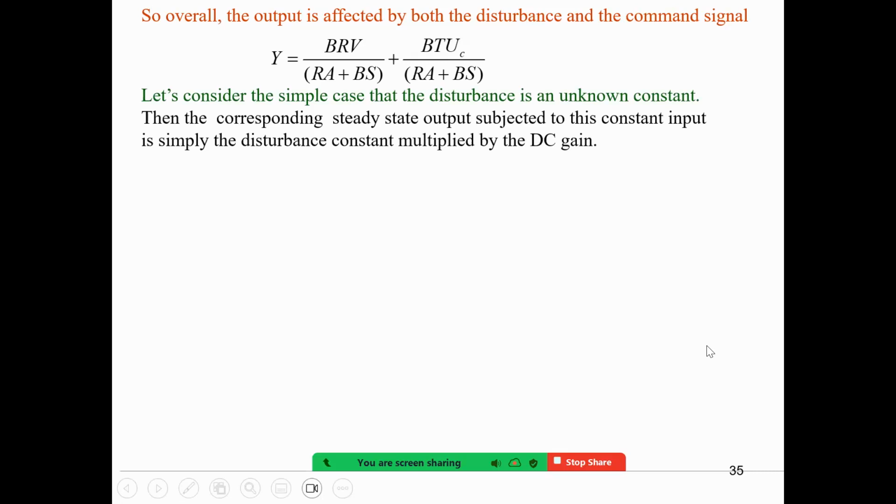Let's consider the simplest case that the disturbance is an unknown constant, which means V is a constant, but the value is not given. Then let's try to analyze the effect of this disturbance. If you look at this term, this one is a stable system because I'm going to design it. You can see that the denominators are the same, RA plus BS. The closed loop, I make it stable. Therefore, the steady state output of this term will be just a DC gain times the value of the input.